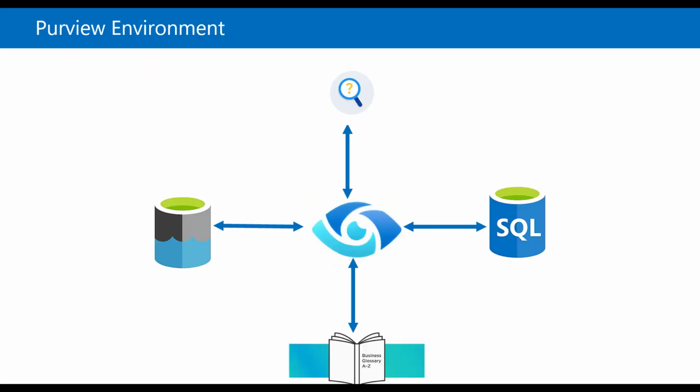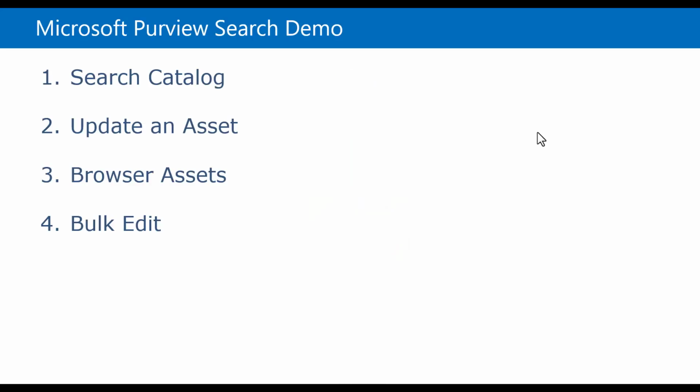So this is the environment we have already set up. We have created a Purview account. And then we have also created an Azure Data Lake and Azure SQL database. And we will use glossary and search capabilities and the classification capabilities to showcase this demo. So let's get started. First, let's start with the Purview search demo.